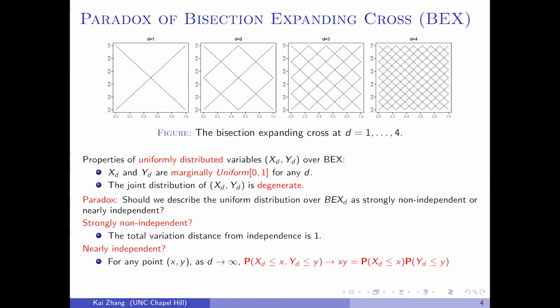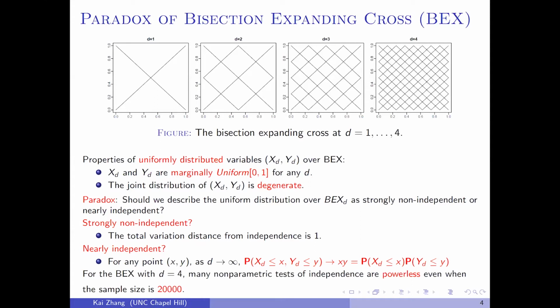On the other hand, since this fractal is space-filling, we can approximate any point in the unit square from the grid lines. And for any point x and y, if we let d go to infinity, we see that this joint probability converges to x times y, which is precisely the product of marginal probabilities. Therefore, in this sense, the distribution is very close to independence. Not only is this a mental challenge, this is also a challenge to existing non-parametric tests of independence.